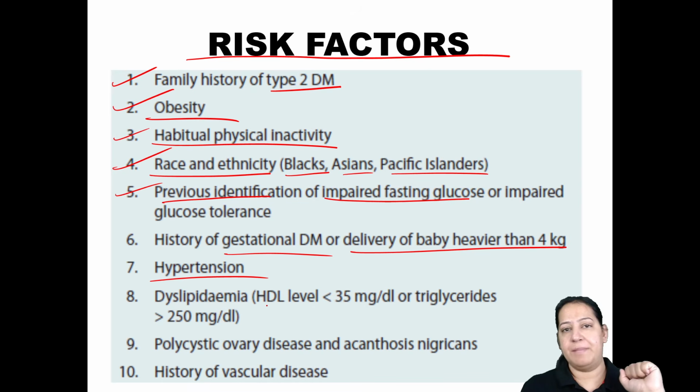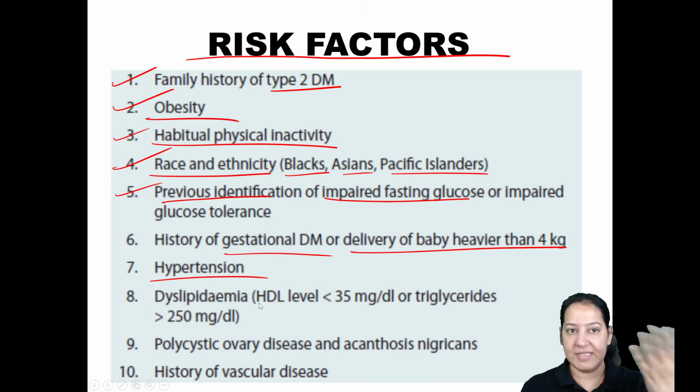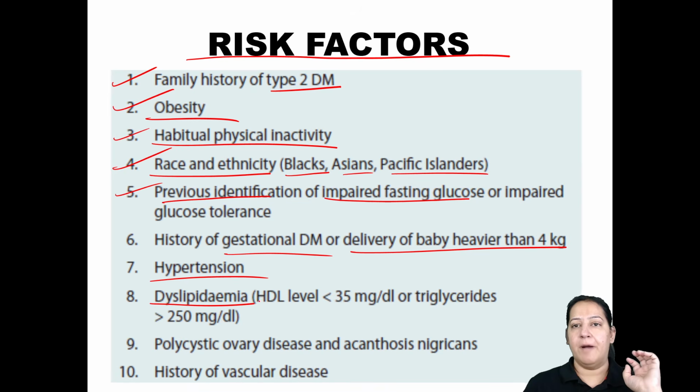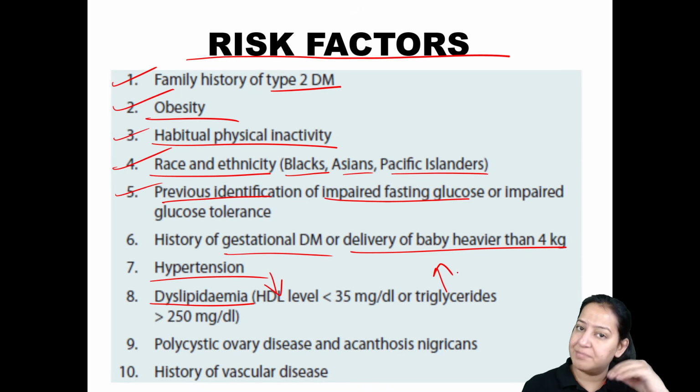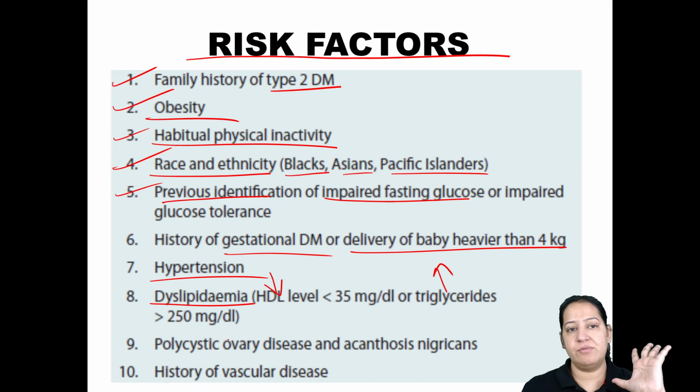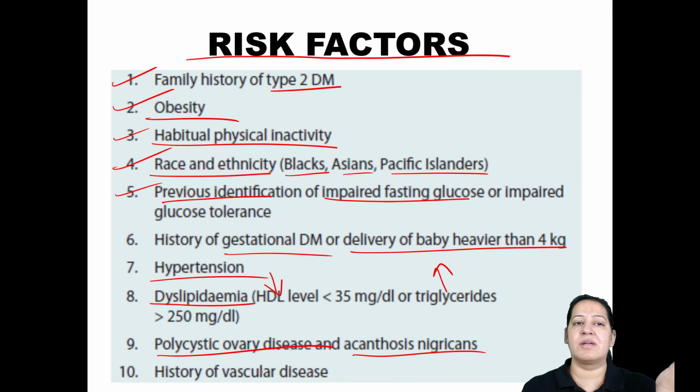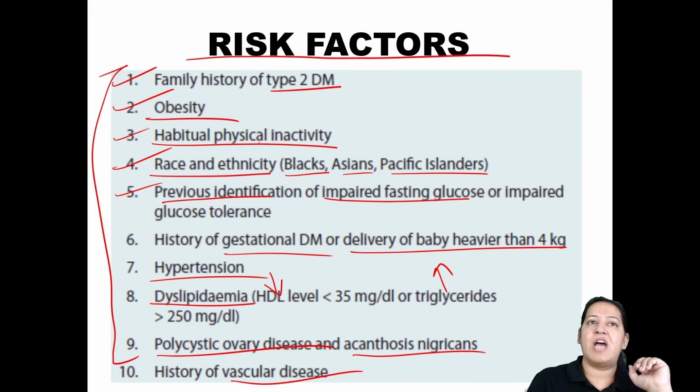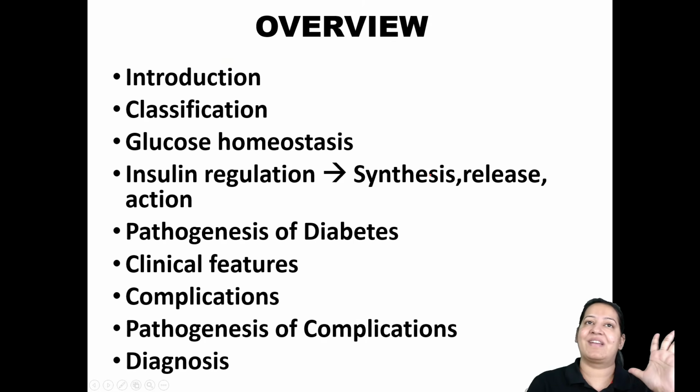Hypertension is a risk for diabetes. If someone is hypertensive, he has a high risk of developing diabetes in future, right? Dyslipidemia: if HDL, the good cholesterol, is low and LDL and triglycerides, the bad cholesterol, are high, the person has a high risk of developing diabetes, right? PCOD is a risk, right? Acanthosis nigricans is a risk, and history of vascular diseases. So these are the 10 risk factors for diabetes mellitus. Please learn the risk factors, right?